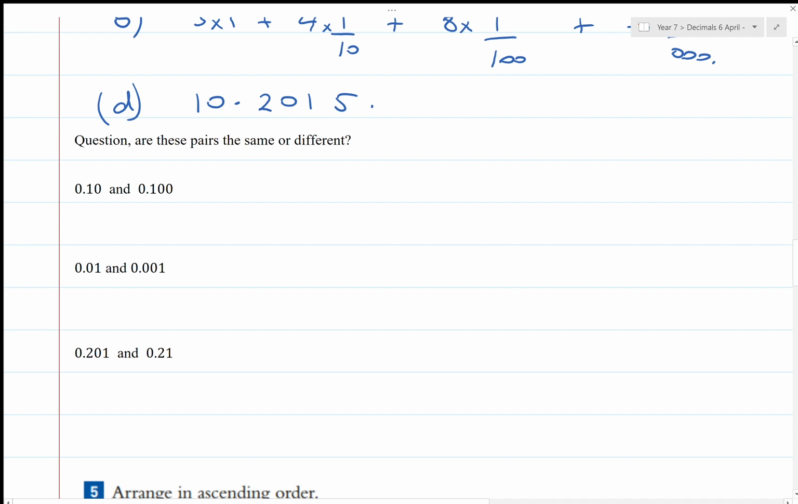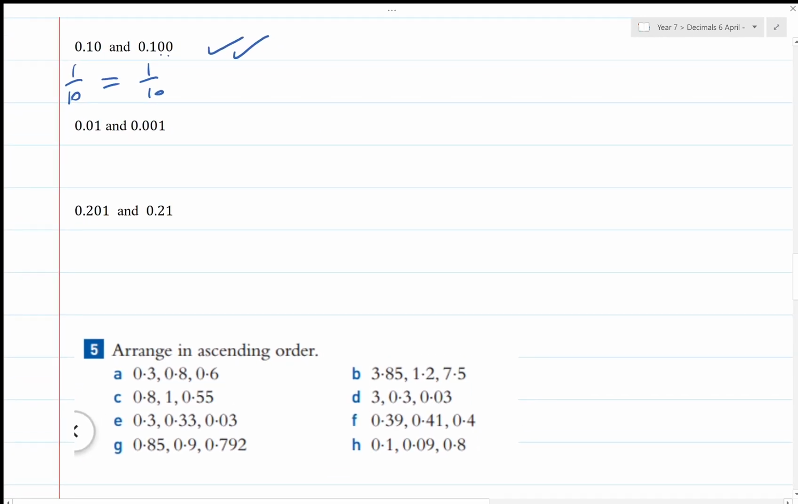0.1 and 0.100, are they the same? Yes, they are. Because this one's 1/10 plus 0 100ths, which is nothing. This one is 1/10 plus 0 100ths plus 0 1,000ths, which is also nothing. They are the same. Are these two the same? Well, the 1 is in the second decimal place, which is 1 over 100. The 1 is in the third decimal place, which is 1 over 1,000. They are not the same.